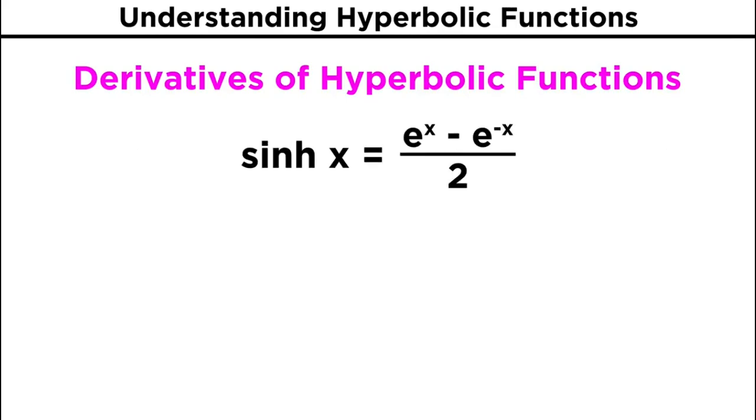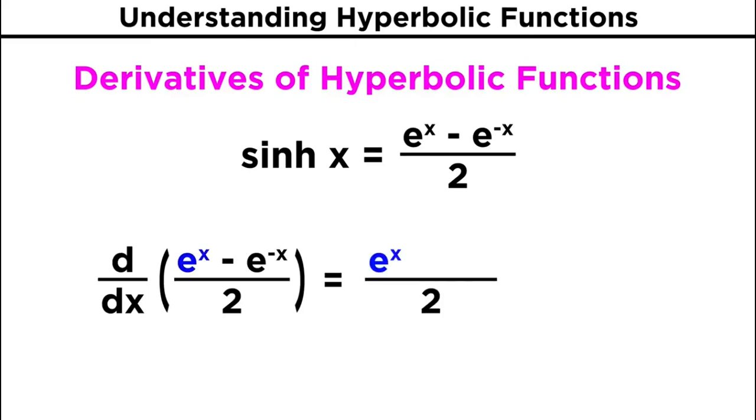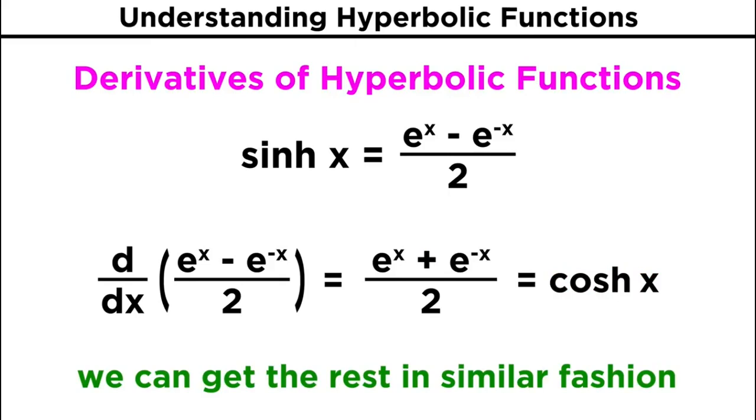This isn't too surprising if we look at hyperbolic sine and differentiate. We recall that the derivative of e to the x is e to the x, and so the only thing that will change is that for the second term we use the chain rule and bring the negative sign from the exponent down here to cancel out the other one to give us a plus sign. That makes this expression equal to hyperbolic cosine, and all the other derivatives can be found this way as well.